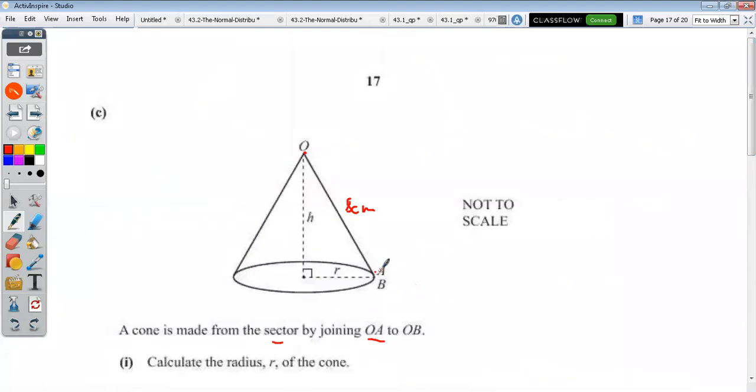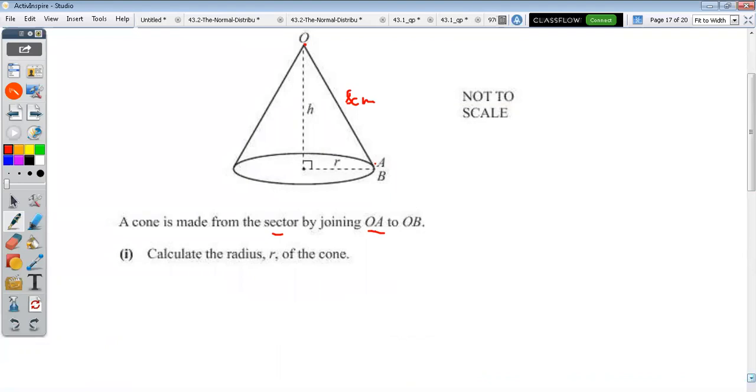It means we need to find H so that we use Pythagoras theorem. So what do you do there? I'm not sure, sir. A cone is made by joining from the sector. By joining AO to OB. So what becomes the height then? Let's see how you guys figure out that.